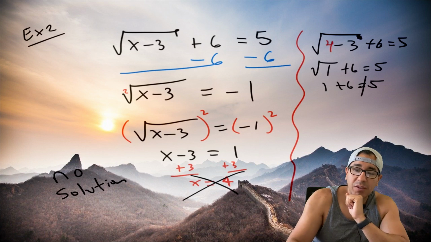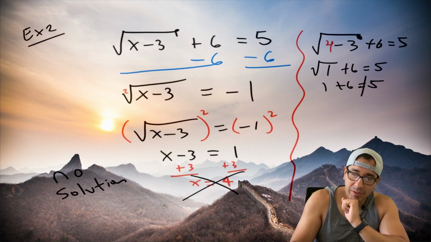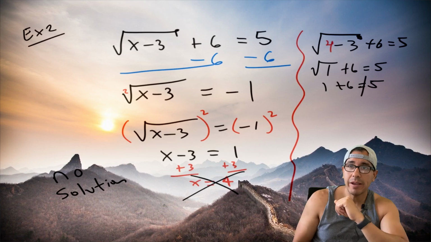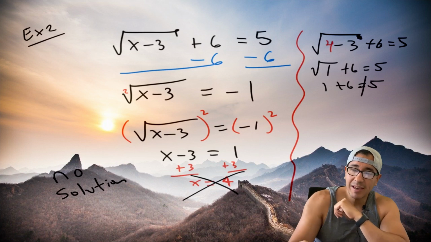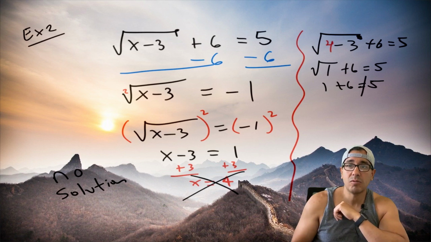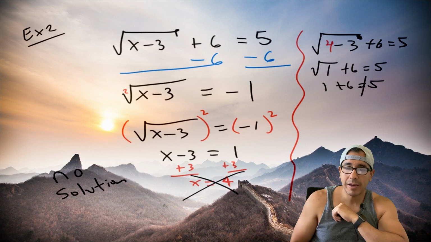If you ever get a square root equaling a negative, right away you know that it's no solution. So jot that down. Whenever you have a square root or any even index and you get a negative answer over here, that's no solution, because when you take the square root, we're looking at positive roots. So that will save you some time.